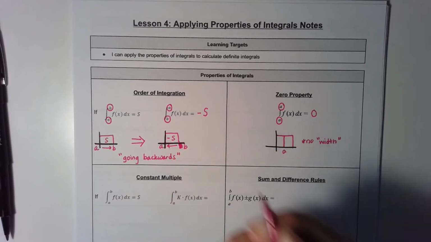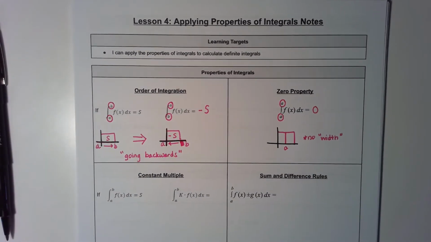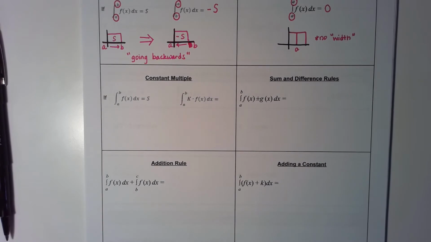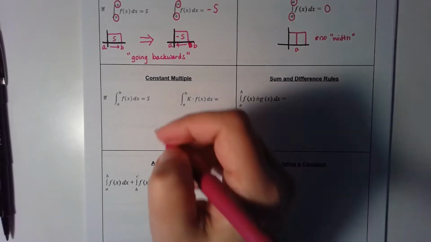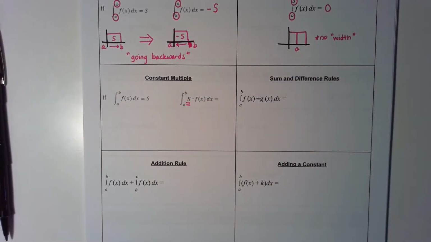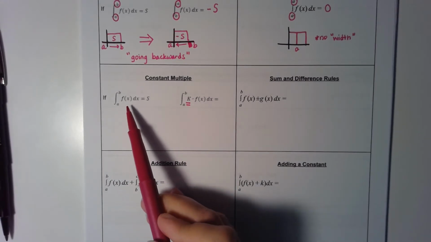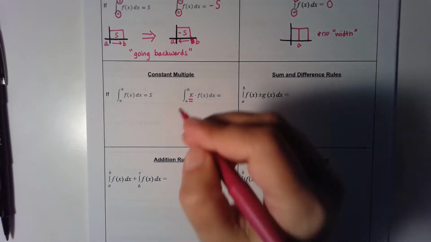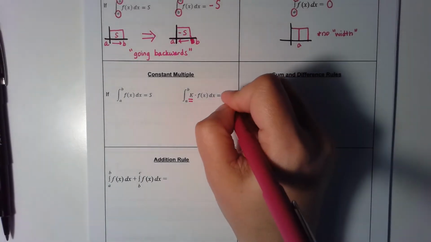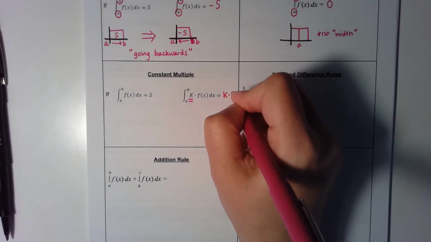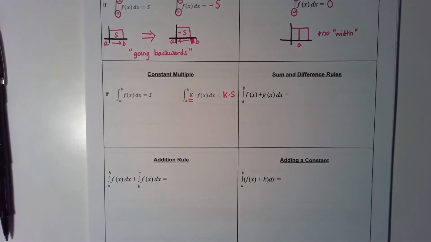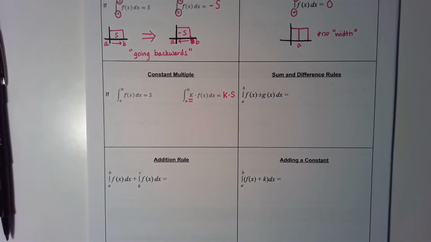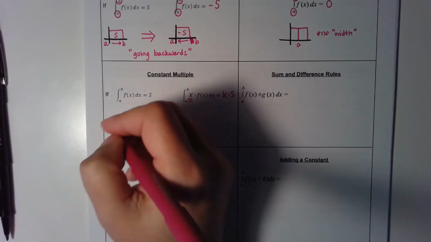That's what makes this have a negative answer. Okay, now a constant multiple means that you're taking your original function and you're multiplying by a number. If you know that the area of your original function is worth s, then the area of your new function would be worth k times s. So basically, if you multiply your function by a number, you're changing the height so that it's that many times bigger. That's going to make your area that many times bigger.